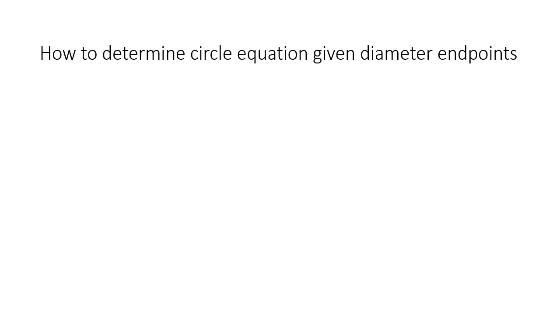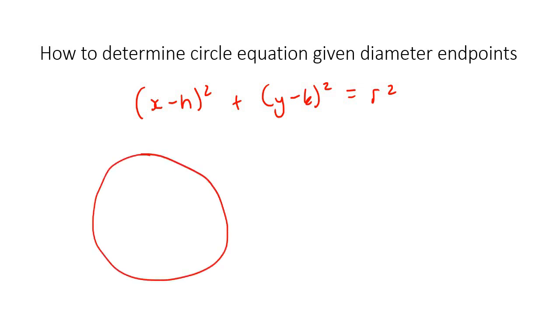We already know that a circle equation has the formula (x − h)² + (y − k)² = r². And we've spoken about this at quite some length and detail in previous lessons. Now in this lesson, I'm going to show you what to do if they give you a circle and the diameter endpoints.